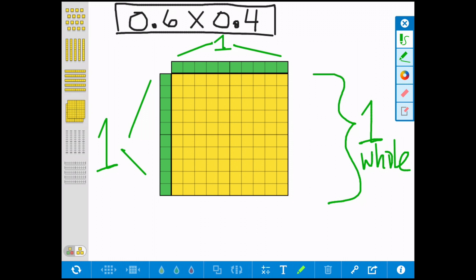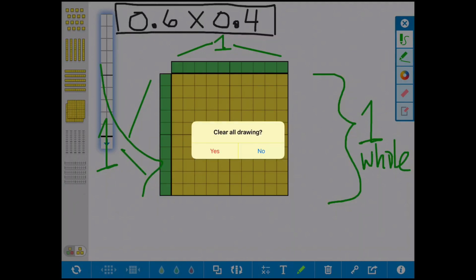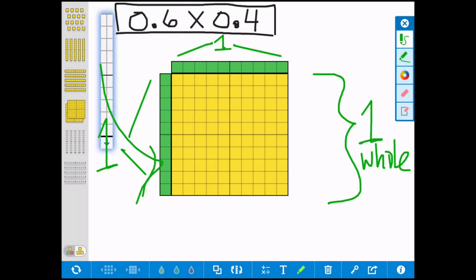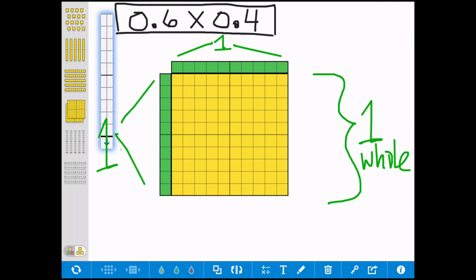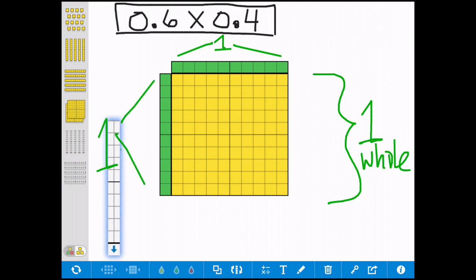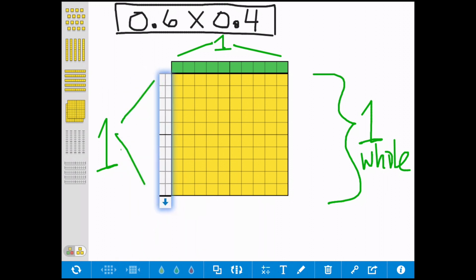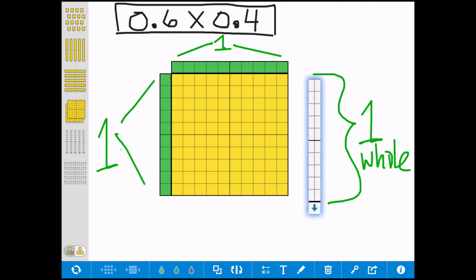But we're being asked to multiply 6/10 by 4/10. Whoa, I want to undo that. How do I undo that? I want to make that go away. How do I make that go away? Help. No, I don't want to do that. There we go. I want to make this go away. Good. There we go. Awesome. All right, so I'm going to make that go away.